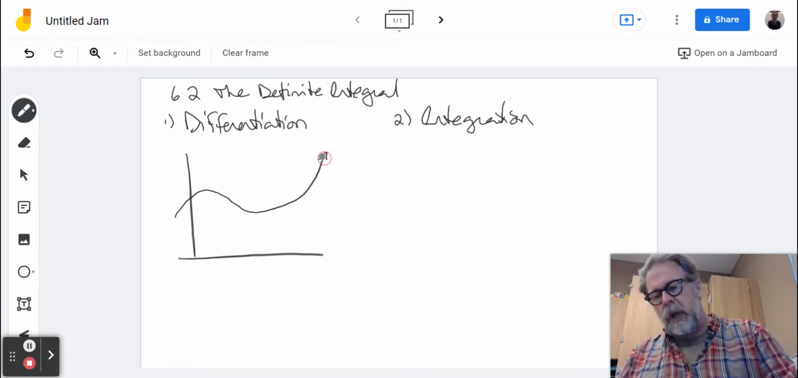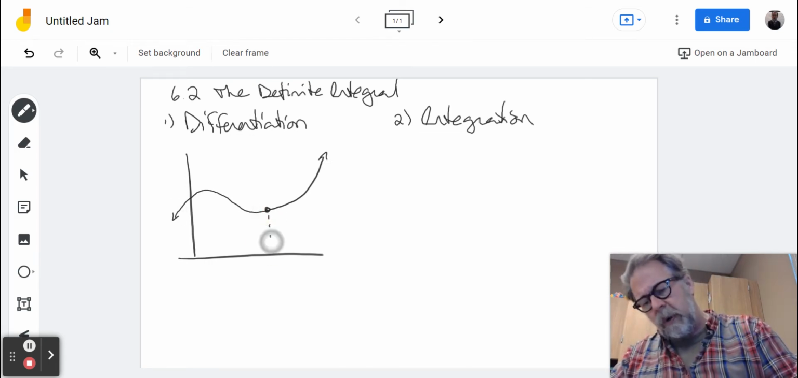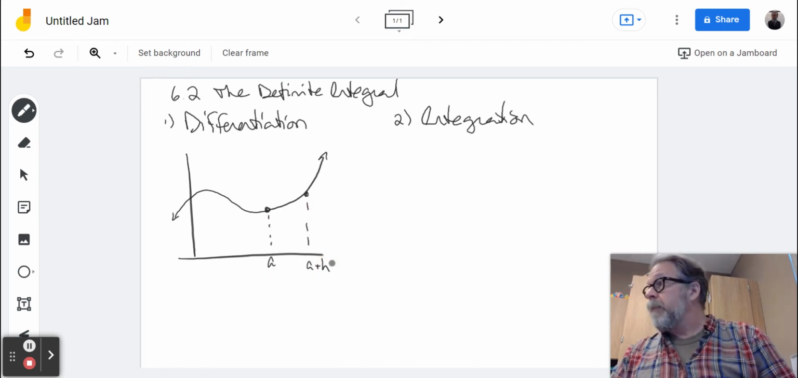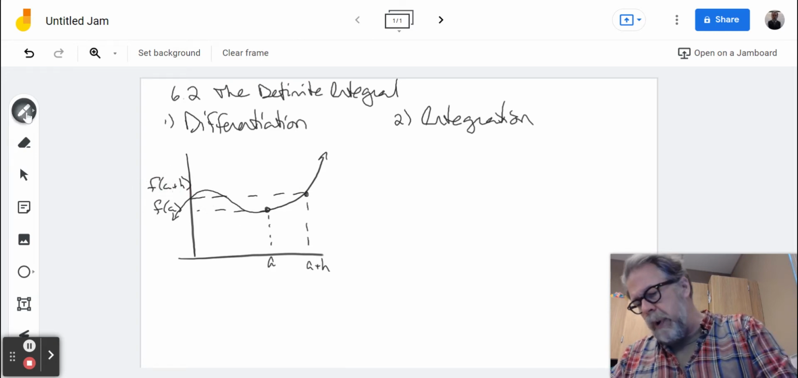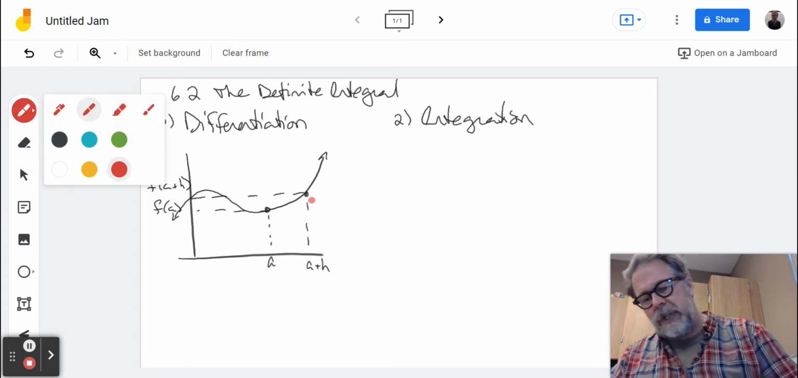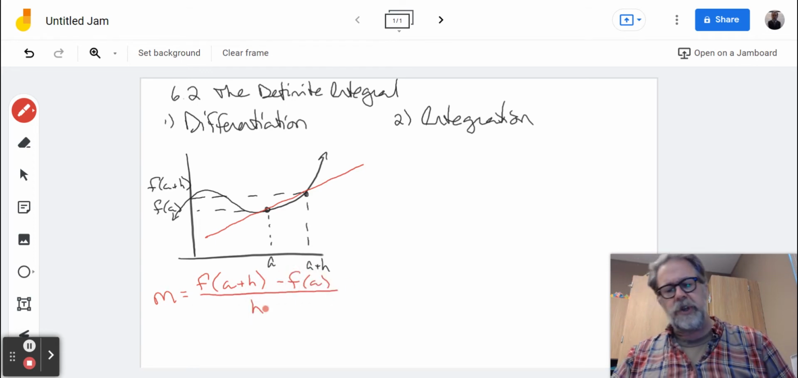I've got some function here. And differentiation said if I take 2 points on the graph, a and a plus h, and therefore I have two y values, f of a and f of a plus h, that the slope of the secant line could be found by taking the change in y over the change in x.